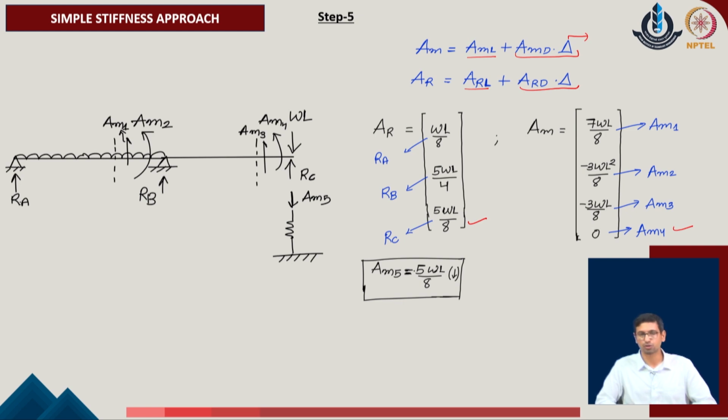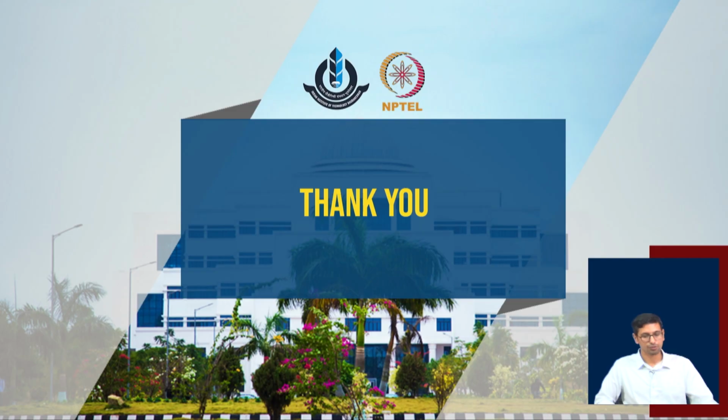Once we have the member force component known to us, we can now also realize that R of C, which has been evaluated over here, is same as the A of M5, which is the reaction in the spring component of the given system. The only difference is that both will be equal and opposite to each other. With this, we stop over here.